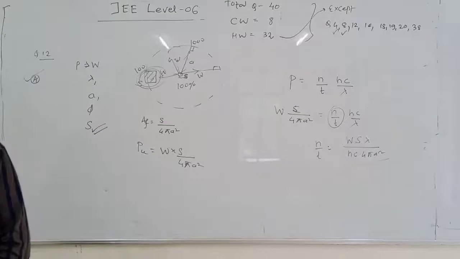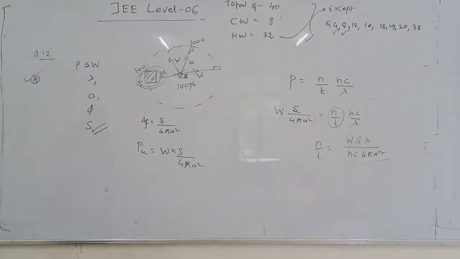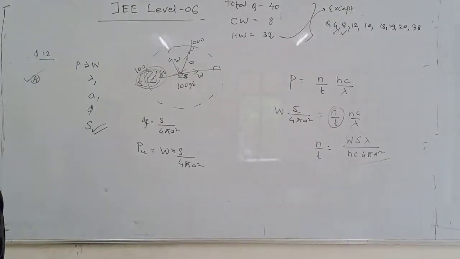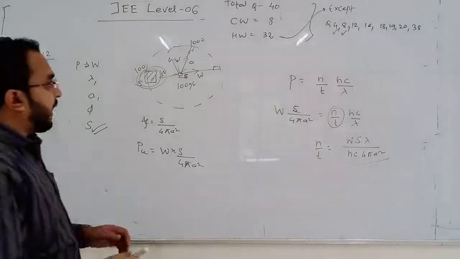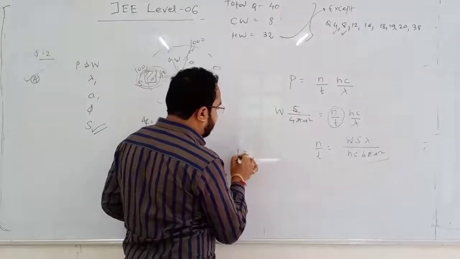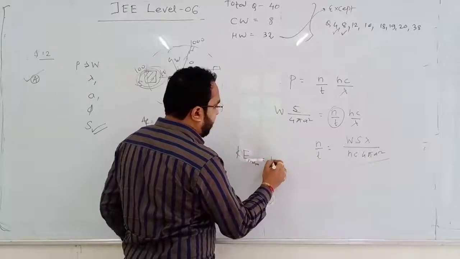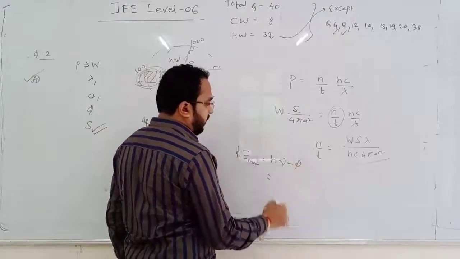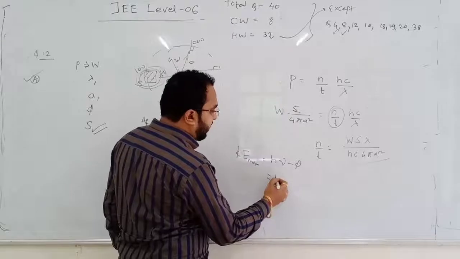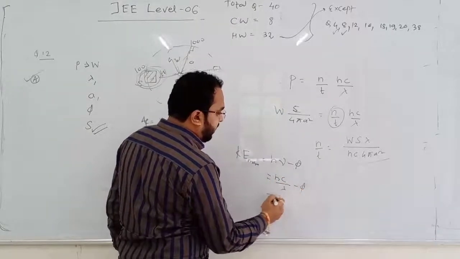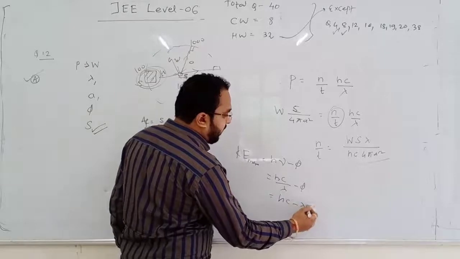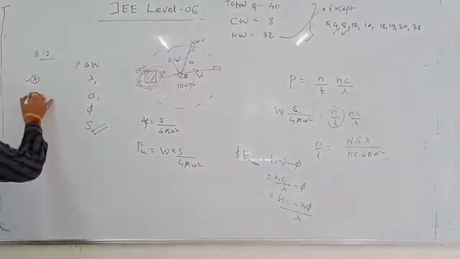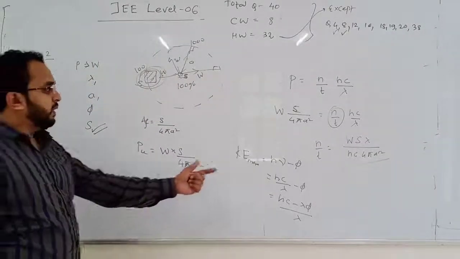Now we talk about option B. The maximum energy of the emitted electron. Maximum kinetic energy is h nu minus phi, where nu is c upon lambda. So hc upon lambda minus phi, cross multiply: (hc minus lambda phi) upon lambda. So this is option B, which is also correct. This is Einstein's equation.